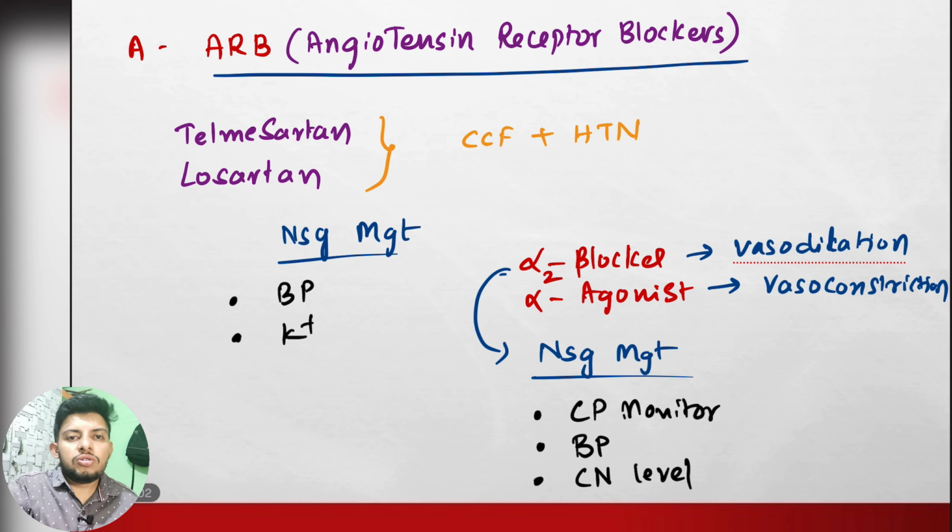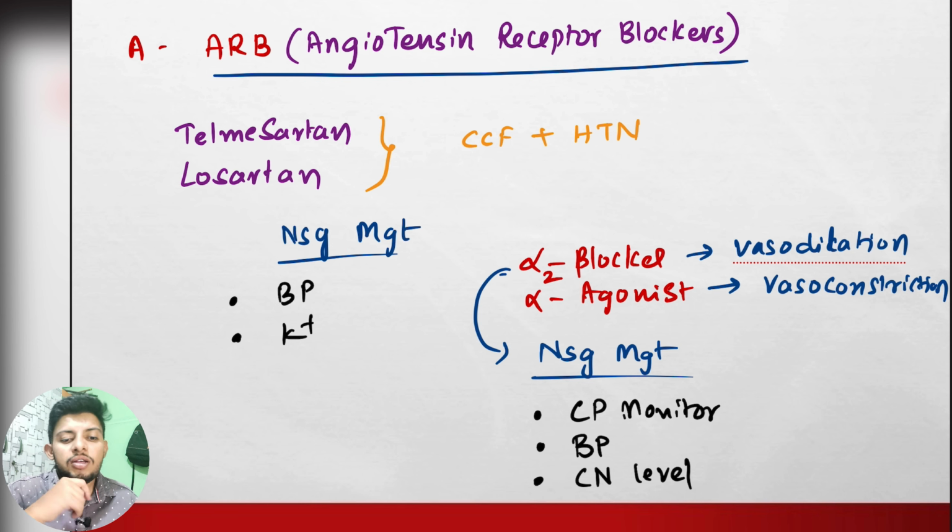Next one, we will go to the next A, that is ARB, angiotensin receptor blockers. As I said in that video, whenever angiotensin 2 binds with that receptor of the muscle, that makes vasoconstriction, and thereby there is hypertension, right? So now if you block that receptor, then there is no attachment of AG2. So the angiotensin 2 will never attach to this one.